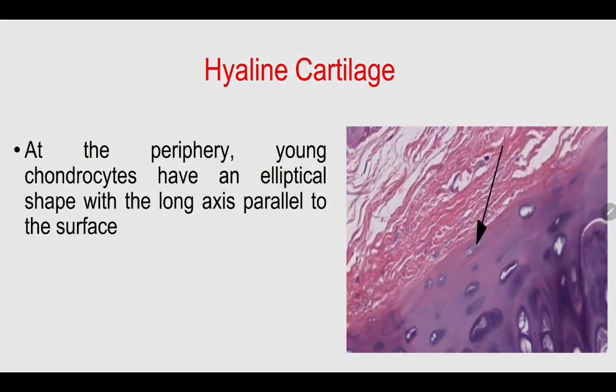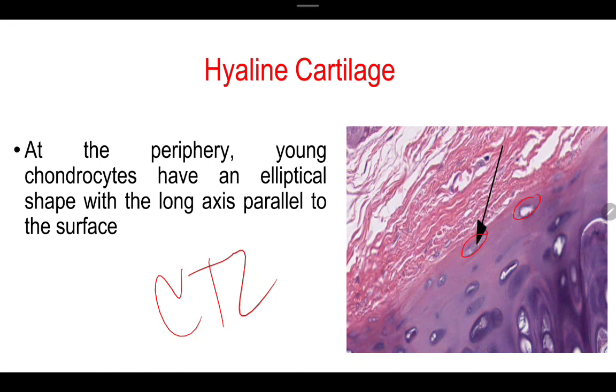Okay? So, we have already established that hyaline cartilage is collagen type 2. So, also remember that at the periphery, young chondrocytes have an elliptical shape with long axis parallel to the surface. So, these are your young chondrocytes. It means ang tawag sa kanila is chondroblasts. Okay? So, ito siya. This is the perichondrium. Very klaro talaga siya na dense, irregular connective tissue.